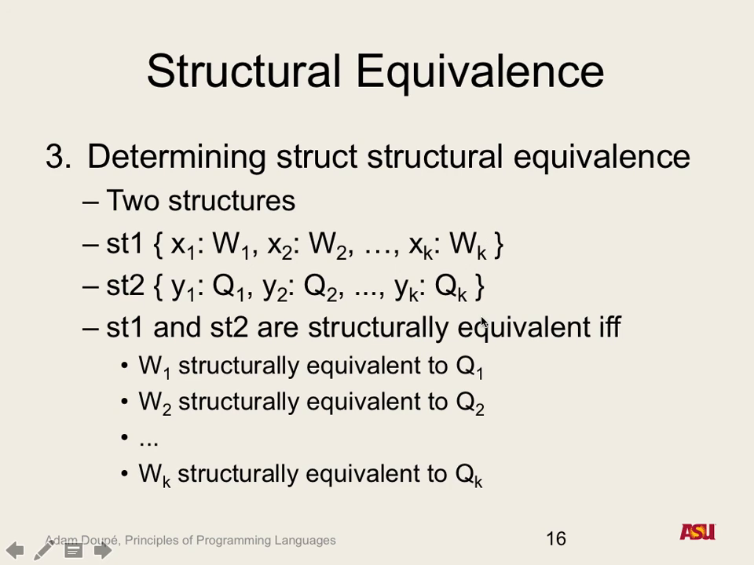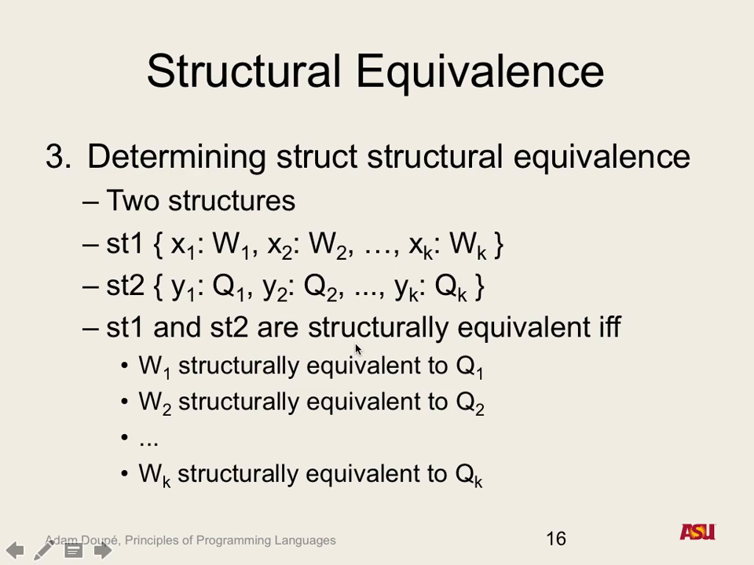What does this say about the size of the fields in each of the structures? The size of W1 should be equal to Q1, yes, because W1 should be structurally equivalent to Q1. What about the number of fields in S1 and S2? Should be the same. How is that stated here? The K, exactly. This K, this subscript, is the same in both. This is the key that says they have to have the same number, and each of those types in order has to be structurally equivalent as well.